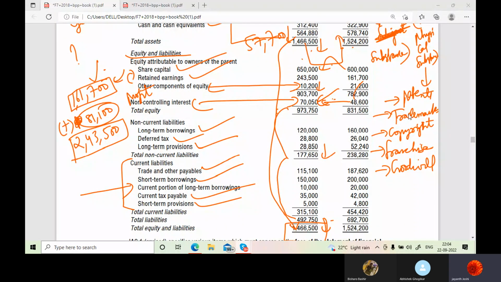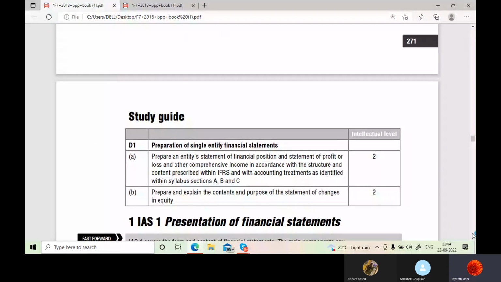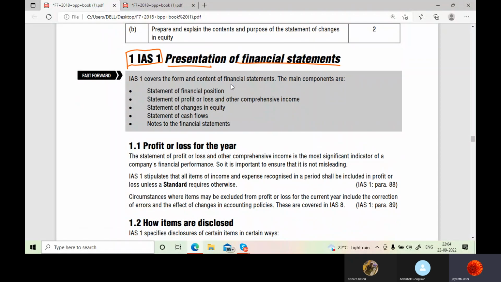Okay, now let's discuss other things here. So now let us start with the first theory explanation of each and everything. What is the standard which deals with presentation of financial statements? International Accounting Standard 1. What you should prepare as per IAS 1 covers all these statements: statement of financial position, which we say SOFP, then SOPL and OCI. So this is what I am supposed to explain to you. Give me 5 minutes of time, I'm explaining.